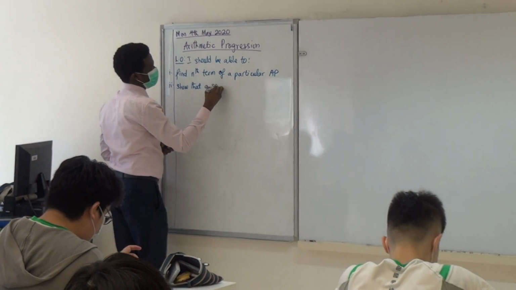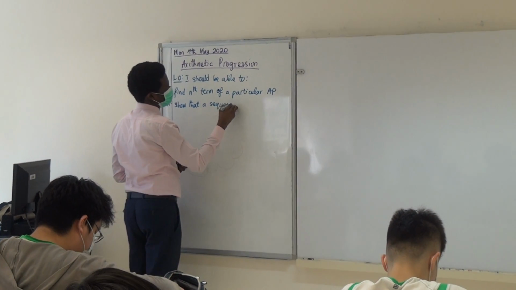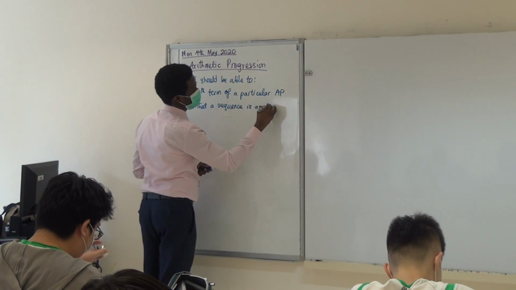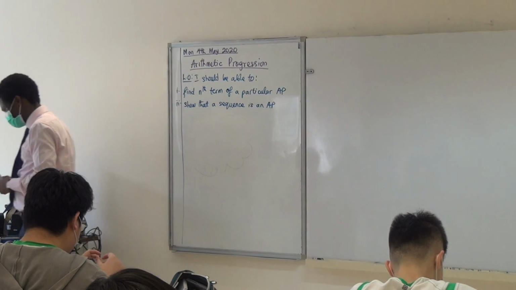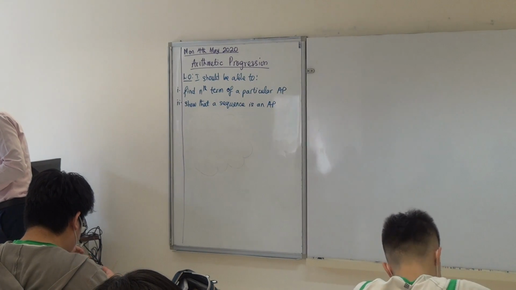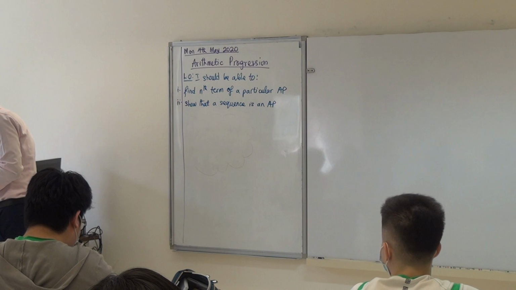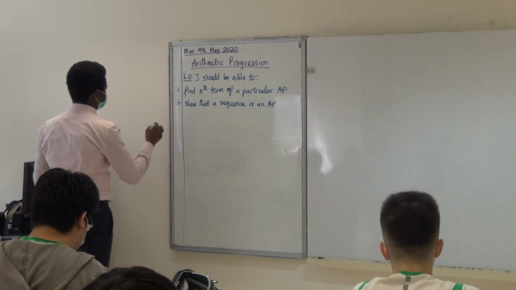That a sequence is an AP. How do we show it? A sequence is an AP. AP means arithmetic progression. And there's something called arithmetic mean.